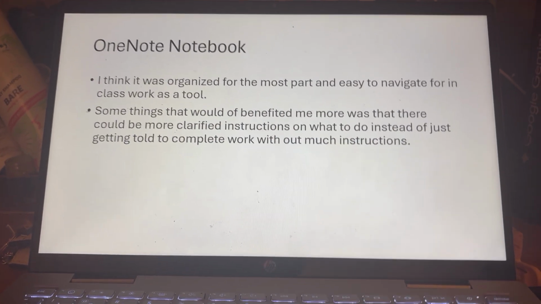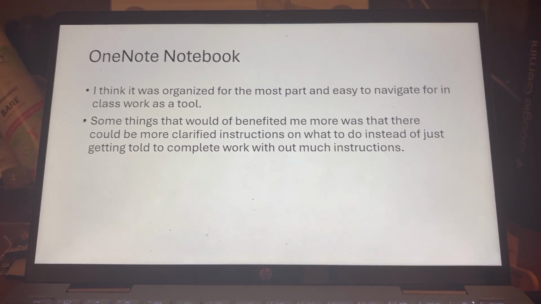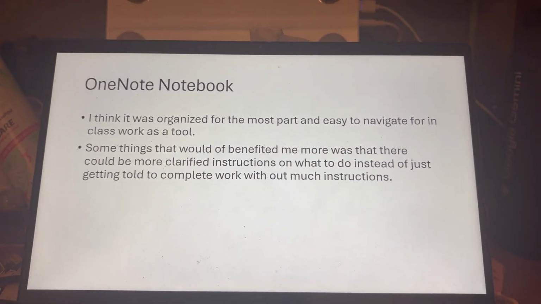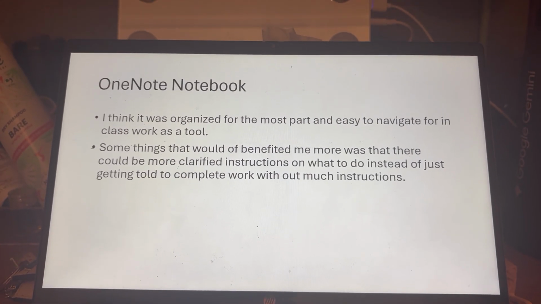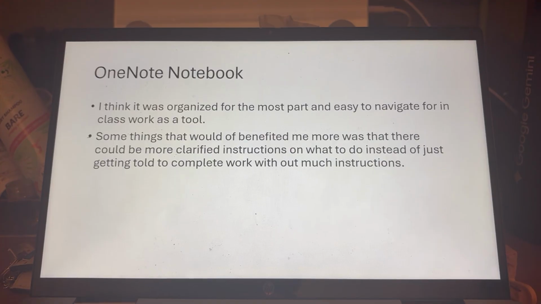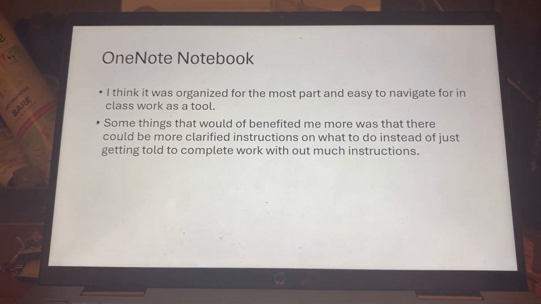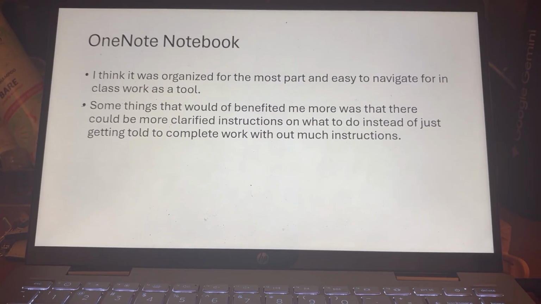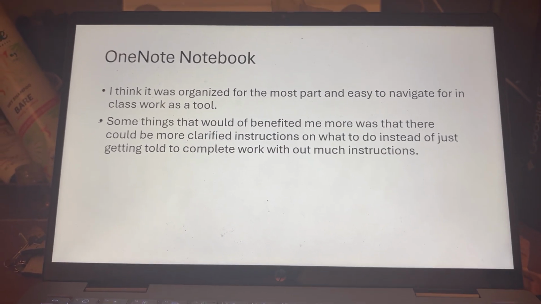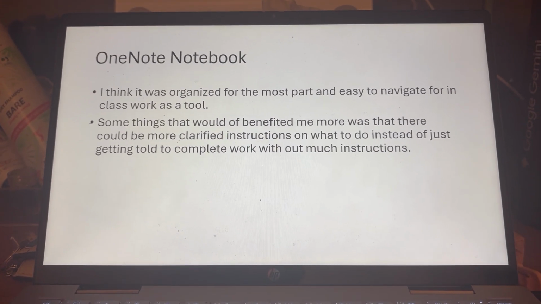For OneNote, the in-class assignments and practice, I think it was organized really well and easy to navigate as a classwork tool. But it would have benefited me more if there were more clarified instructions on what to do, instead of just being thrown into the assignment with, hey, this is what we're doing, ask questions if you need help.